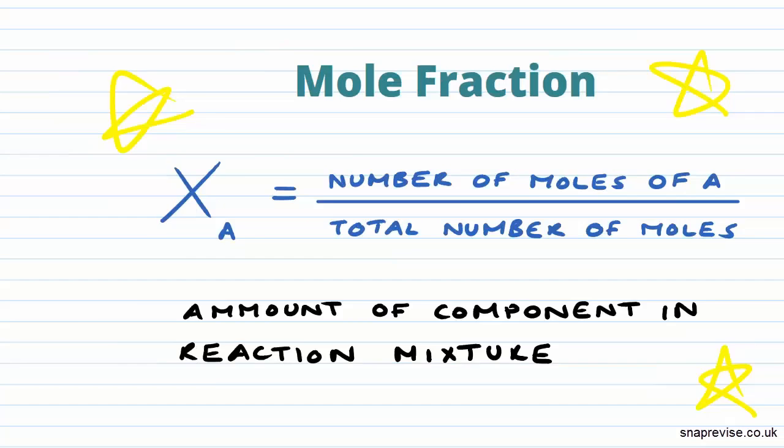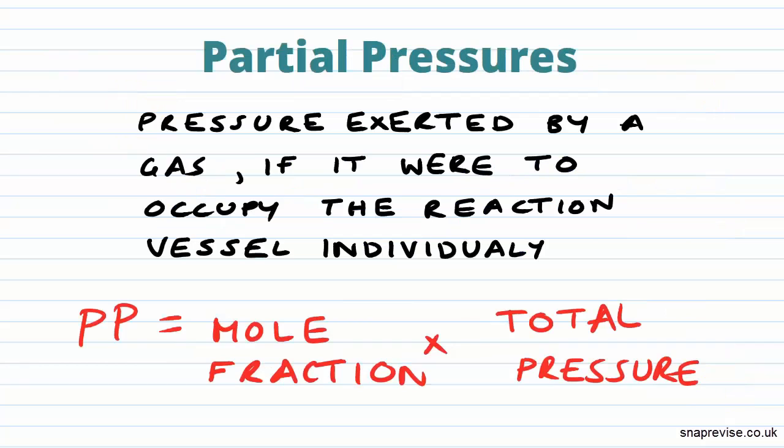So let's now have a look at partial pressures, which takes the idea of mole fraction a little bit further. The partial pressure is the pressure exerted by a gas if it were to occupy the reaction vessel individually. So if we had, for example, a mixture of hydrogen gas and oxygen gas in a reaction vessel, the partial pressure of our hydrogen would be the pressure exerted if the hydrogen was to occupy that vessel alone. The way we work out the partial pressure is to take the mole fraction, which we just learnt how to calculate, and multiply that by the total pressure involved.